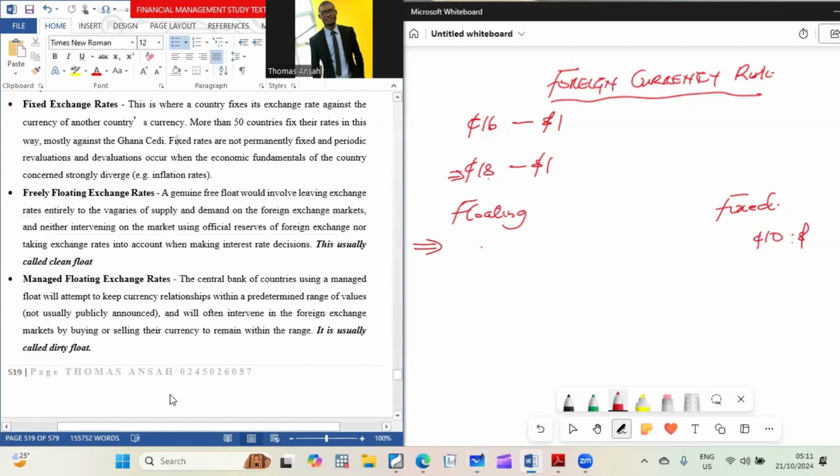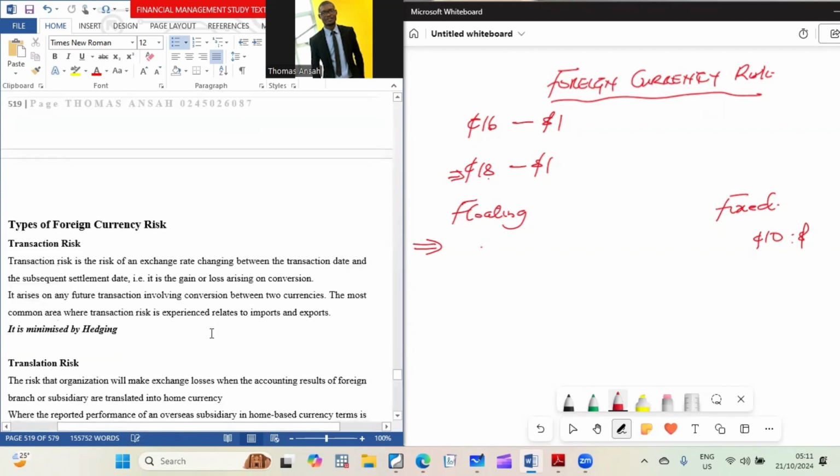All right. I've already talked about the floating. So the floating, we normally call it the clean float. But we also have the managed floating, and that is what we do in Ghana. So at some point, you see the Bank of Ghana coming to regulate, all right? We call it a dirty float, okay? And at some times, it is just left open like that. So that is that, the hybrid of the two.